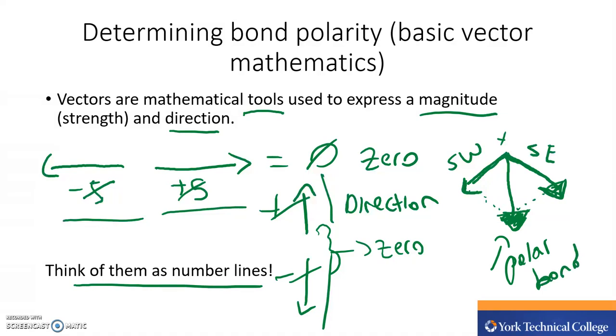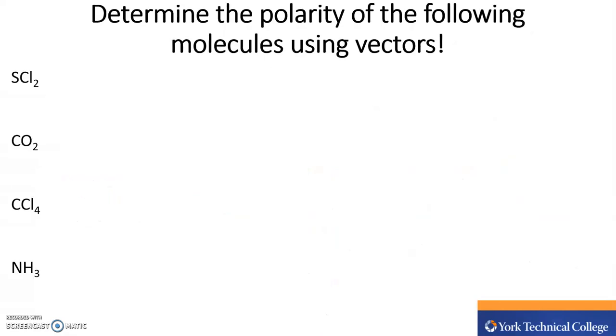Okay, so let's see a few examples, and then hopefully we can understand this a lot better. We're going to determine the polarity of different molecules using vectors. First, you need to be able to draw Lewis structures. If you can't, I would strongly suggest going back to your PowerPoints or a chemistry textbook and learning how to draw these structures very quickly and efficiently.